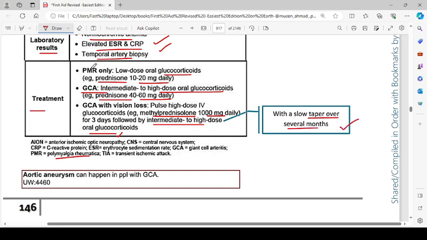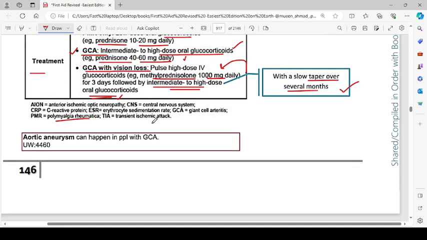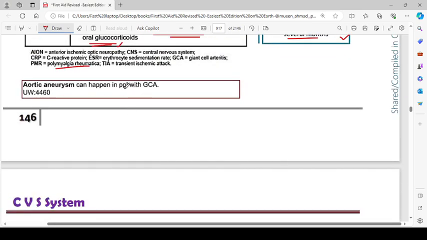Okay, so if it is polymyalgia rheumatica only, then low dose oral glucocorticoids like prednisone 10 to 20 mg. If it is giant cell arteritis, intermediate or high dose oral glucocorticoids, prednisone 40 to 60 mg. And if it is giant cell arteritis with vision loss, then pulse high dose IV glucocorticoids like methylprednisolone 1000 mg daily for 3 days, followed by intermediate to high dose oral glucocorticoids. Aortic aneurysm can happen in people with giant cell arteritis.